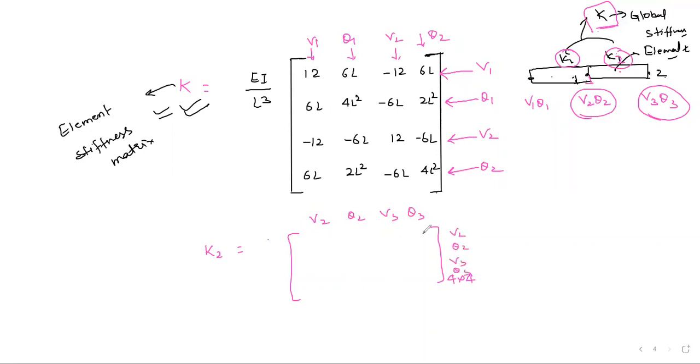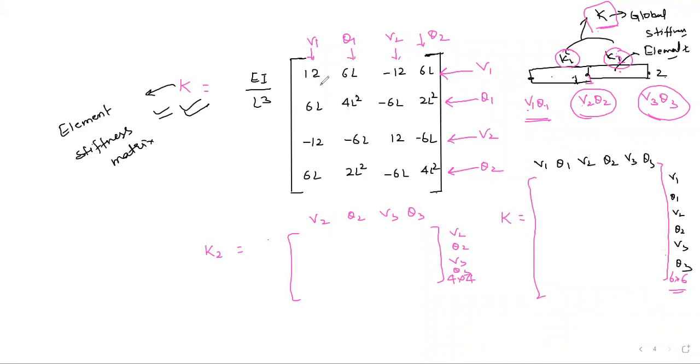Now by seeing this, we have to combine the global stiffness matrix. The global stiffness matrix will be of the size 6 by 6. Why 6 by 6? Because the total number of unknowns is 6 here: 1, 2, 3, 4, 5, 6. So the global stiffness matrix will become of size 6 by 6. The 6 unknowns will be v1, theta 1, v2, theta 2, v3, theta 3. Similarly, here will be v1, theta 1, v2, theta 2, v3, theta 3.